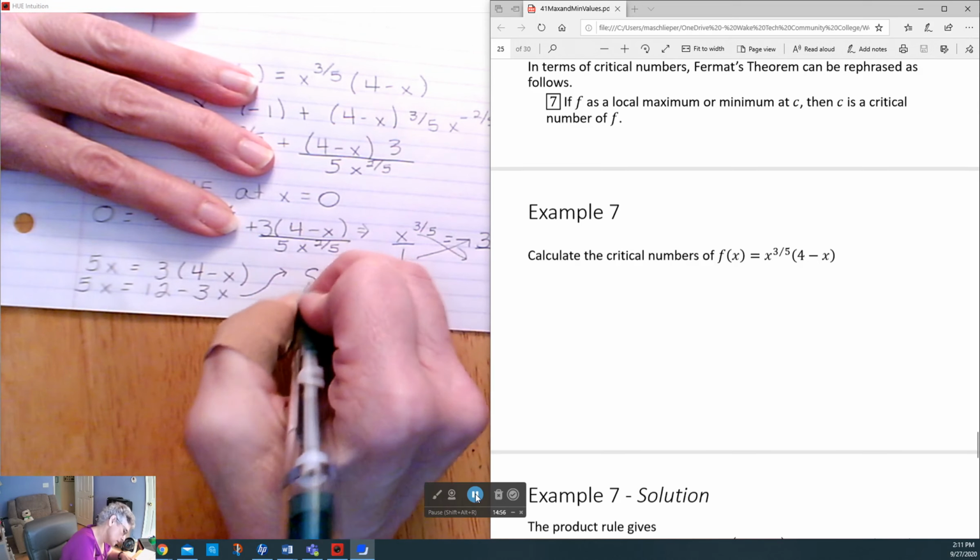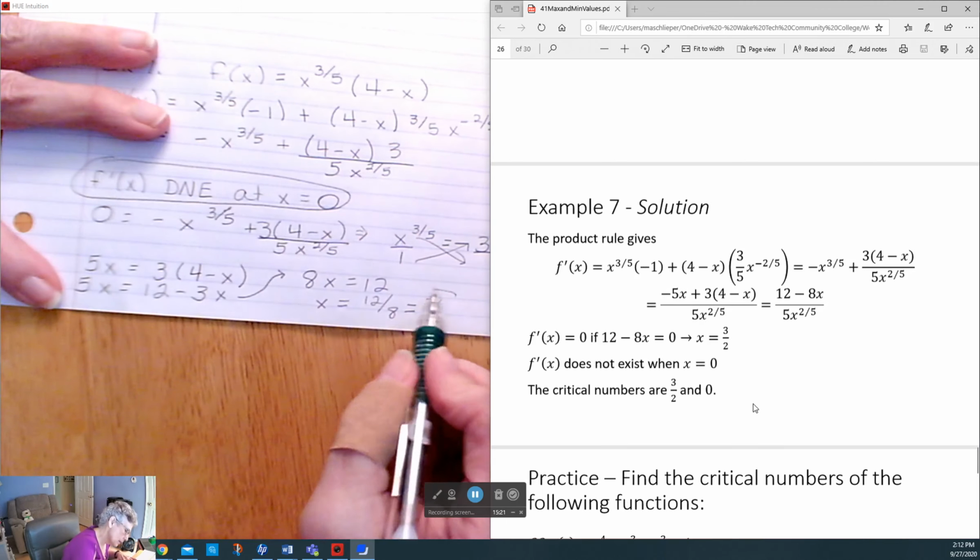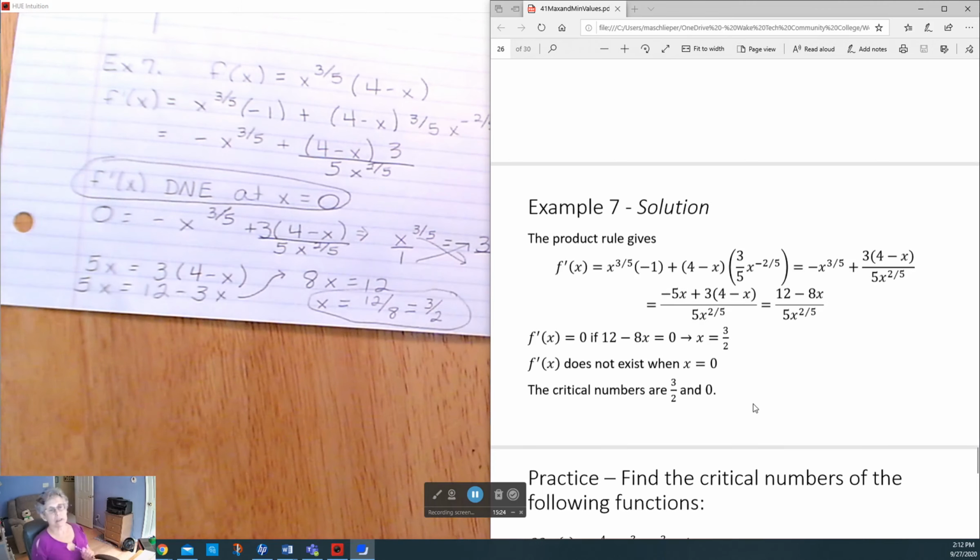Let's look at the pretty solution. Oh, look. Critical numbers are 3/2 and 0. This one where the derivative doesn't exist, and this where the derivative is equal to 0.